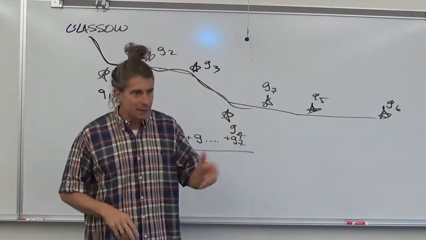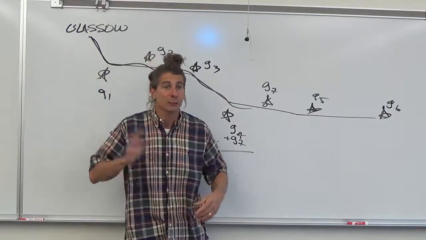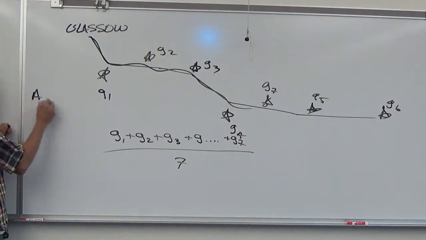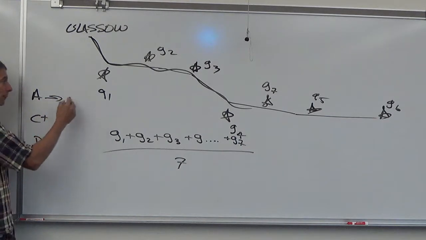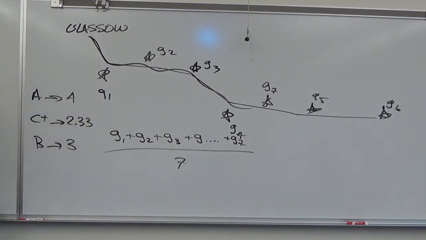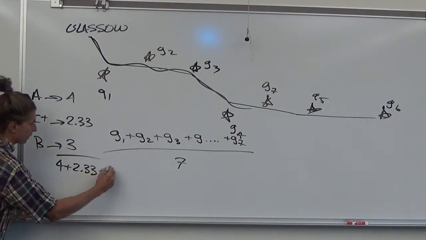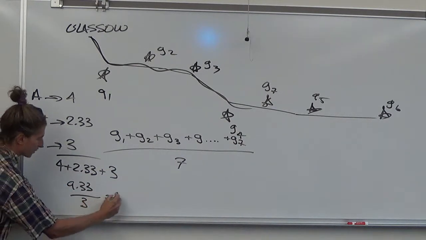An A is a 4, a B is a 3, an A minus is a 3.67, a C plus is a 2.33. So suppose you get an A, a C plus, and a B. Let's just start with that. That A has a number of 4, that C plus has a number of 2.33, and this B has a number of 3. So what would this student's GPA be? Can we just go 4 plus 2.33 plus 3, 9.33, divided by 3 is going to be 3.11.